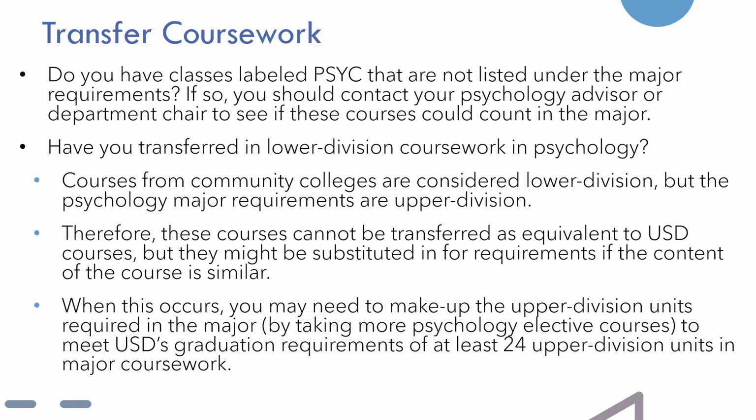If these courses end up substituting in for the upper division requirements in the USD psychology major, that means you may need to make up the upper division units required in the major by taking more psychology electives. This will help you meet USD's graduation requirement of at least 24 upper division units in major coursework, as well as 48 upper division units overall.